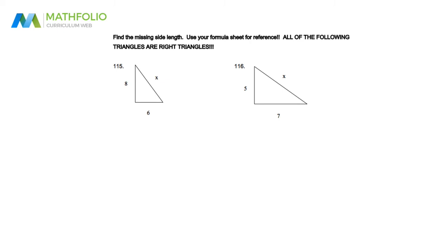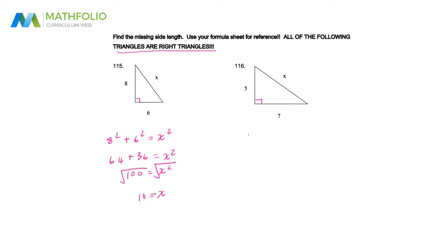Okay, 115 and 16 on this slide. So find the missing side length, use your formula sheet for reference. All of the following triangles are right triangles. So because they've given us that information, we know these are both right triangles. So therefore, 8 squared plus 6 squared equals X squared. So in this case, 64 plus 36 equals X squared. So that's 100 equals X squared. When we square root both sides, we end up with X equals 10.